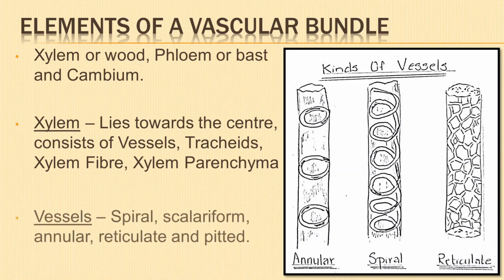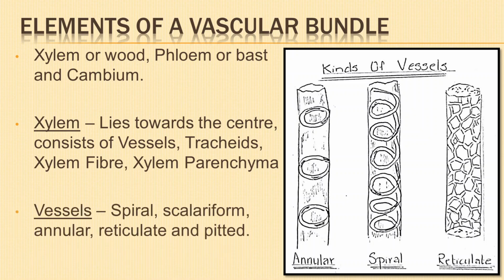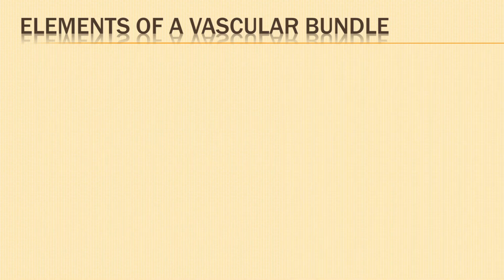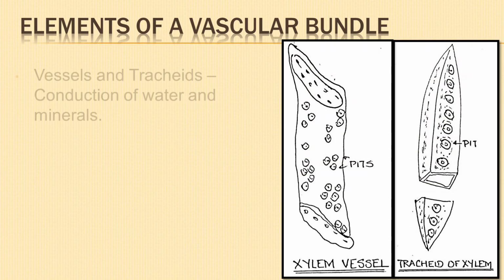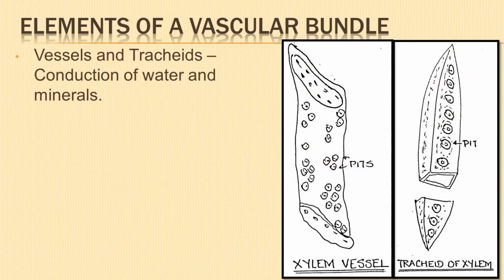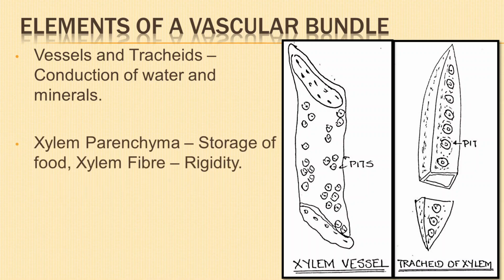The vessels may be spiral, scalariform, annular, reticulate, and pitted. The vessels and tracheids of xylem are responsible for the conduction of water and minerals from the roots to the various parts of the plant. Xylem parenchyma help in storage of food, while xylem fibers give rigidity.